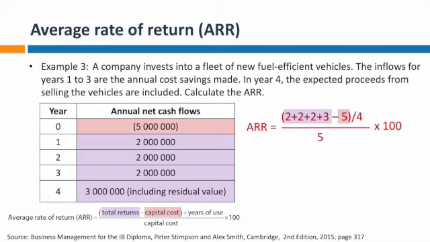The 5 million would be the capital cost. 4 is the number of years that we're using the machine for. And then again, we divide it by the capital cost. What would be the result? So the ARR for this project would actually be 20%. And if we compare this project to the one that we had previously, where the ARR was 10%, we can say that this project in example 3 would be more profitable.